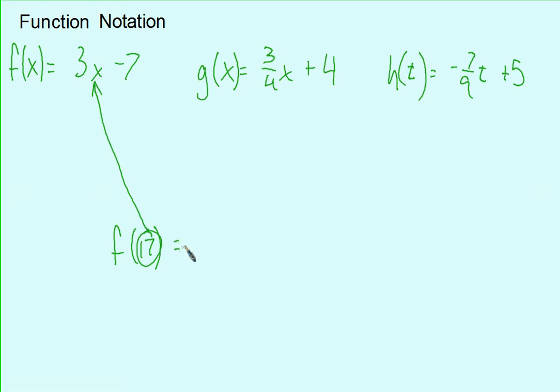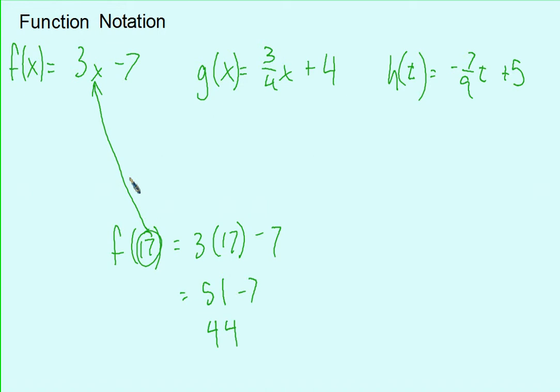Okay, so f of 17, what is that? It just means plug 17 in for x in the function we've given the name f. So what we have is 51 minus 7, so 44. Okay, just double checking my math on that. And that's it. That's all f of 17 means.